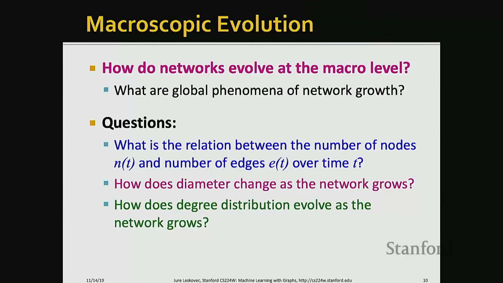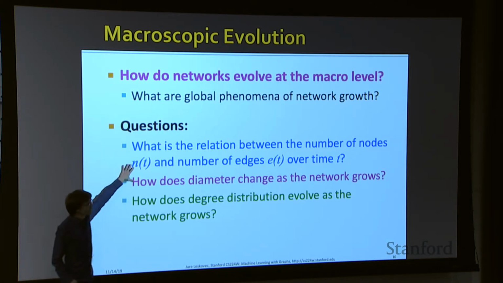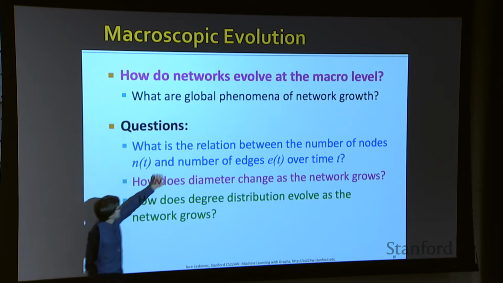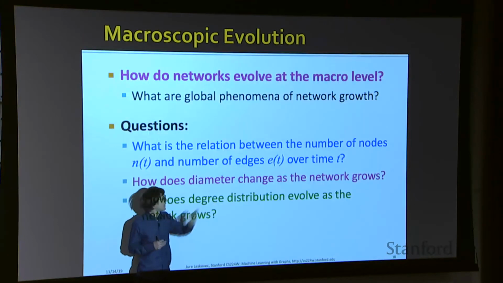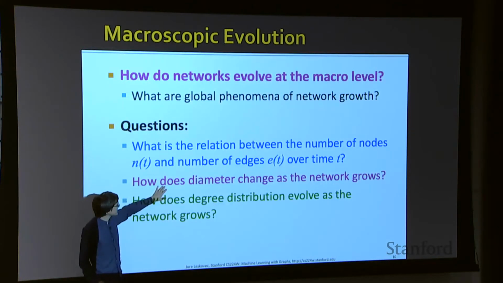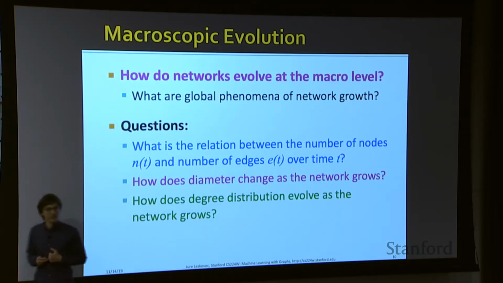And I'll show you why, basically my first project as a student. Okay, so here was the idea. The question was, how do networks evolve at this global level, right? What are some global phenomena of network growth? The way you could think of this is to ask basically, how do statistics of the network change over time? And I asked myself two very simple questions at that point in time. I asked, what is the relation between the number of nodes and the number of edges over time? Like something super basic, right? And then the second one was, how does the diameter of the network change as the network grows, right?